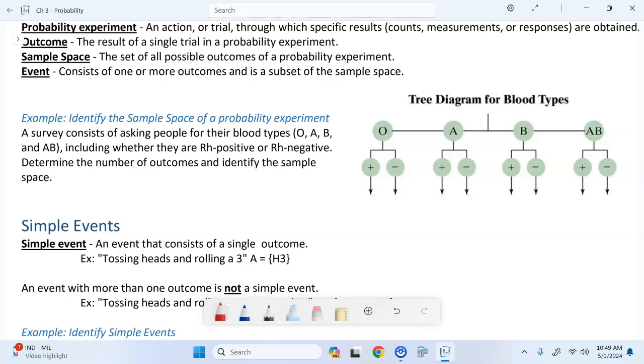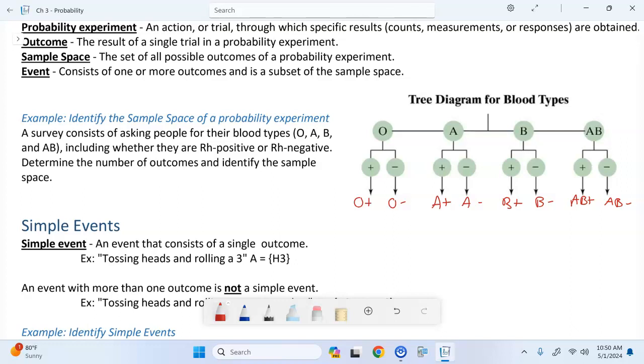So if you're blood type O, you could be either O positive or O negative. And if you're blood type A, it's the same thing. It could be A positive or A negative. And we follow that same pattern for B and for blood type AB. And so when we look, we see my sample space contains 8 different possible outcomes: O positive, O negative, A positive, A negative, B positive, B negative, AB positive, and AB negative. 8 different outcomes. A simple event is one that consists of a single outcome. All right? There's only one way that I can achieve that.